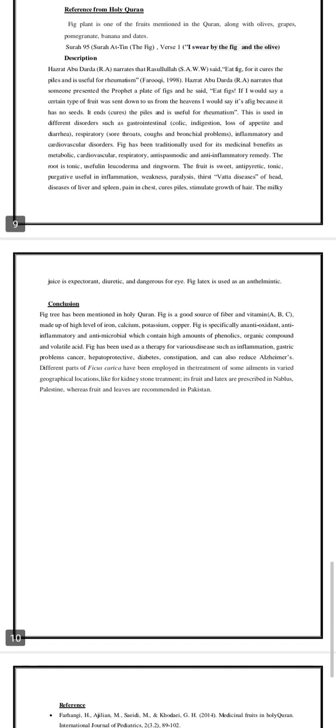Now we will conclude our whole discussion in a nutshell. In a nutshell, we can say that the fig tree mentioned in the Holy Quran is a good source of fibers, vitamins A, B, C, made up of high levels of iron, calcium and copper. Fig is especially an antioxidant, anti-inflammatory and antimicrobial which contains high amounts of phenolics, organic compounds and volatile acids. Fig has been used as a therapy for various diseases such as inflammation, gastric problems, cancer, hepatoprotective, diabetes, constipation and can also reduce Alzheimer's.